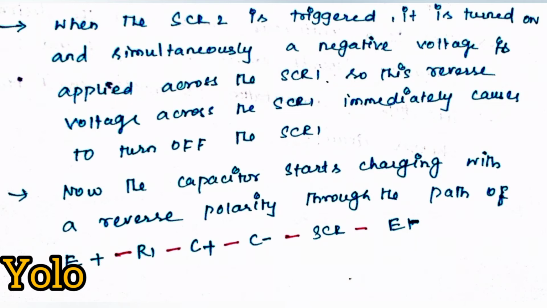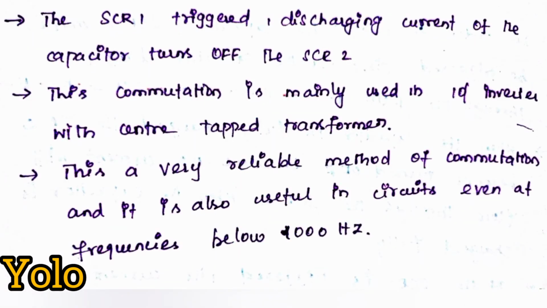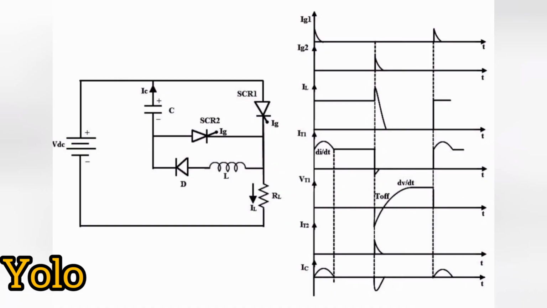Now the capacitor starts charging with a reverse polarity through the path of E plus to R1 to C plus to C minus to SCR2 to E minus. If SCR1 is triggered, the discharging current of the capacitor turns off SCR2. This commutation is mainly used in single phase inverters with a center tapped transformer. This is a very reliable method of commutation and is also useful in circuits even with frequency below 100 Hz.